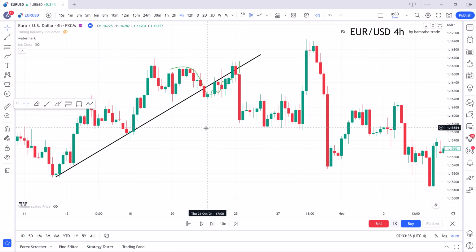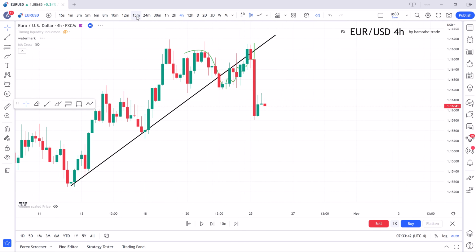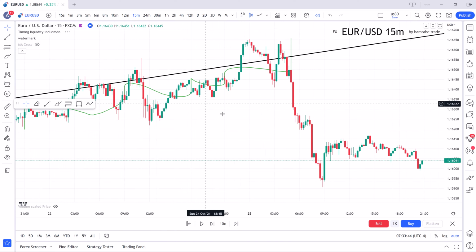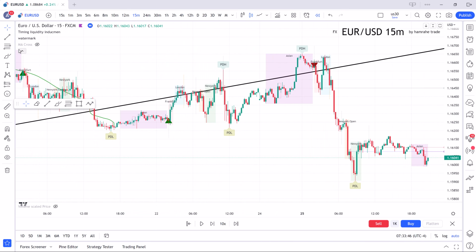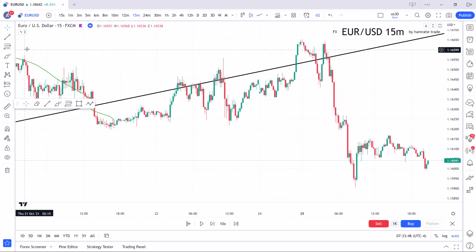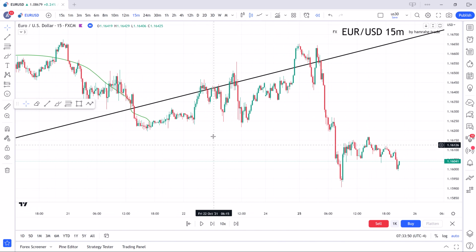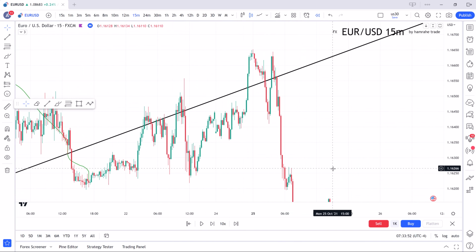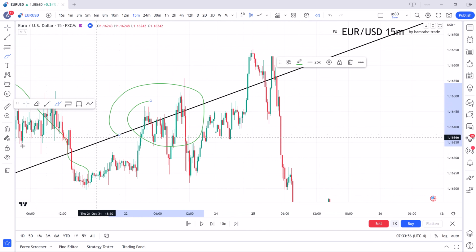It is a 4 hour trend line, so we go to 15 minutes. I don't think it provides me with 15. Yes, I have the data. So here we want to take trades. We will have a stop loss in this region.